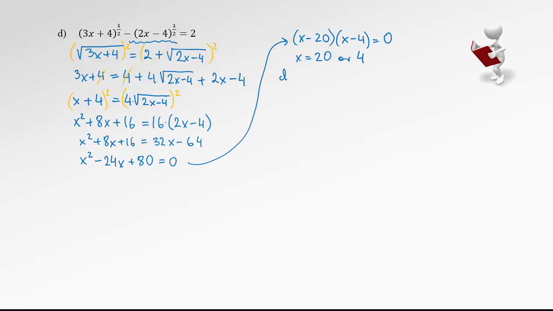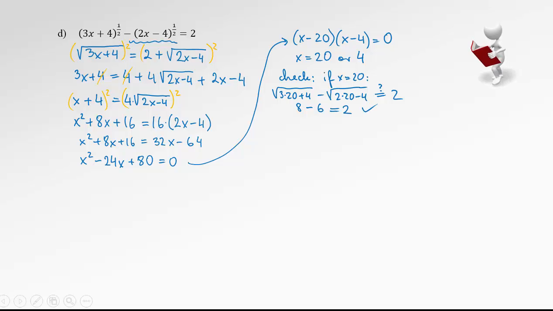As usual, we need to check our possible solutions. So if x is 20, what do we have? Well, let's use the original equation. Square root of 3 times 20 plus 4 minus square root of 2 times 20 minus 4. Is that equal to 2? Okay, let's see. 64 and the root of it is 8, minus 40 minus 4 is 36. The root of it is 6. Yes, 8 minus 6 is 2.